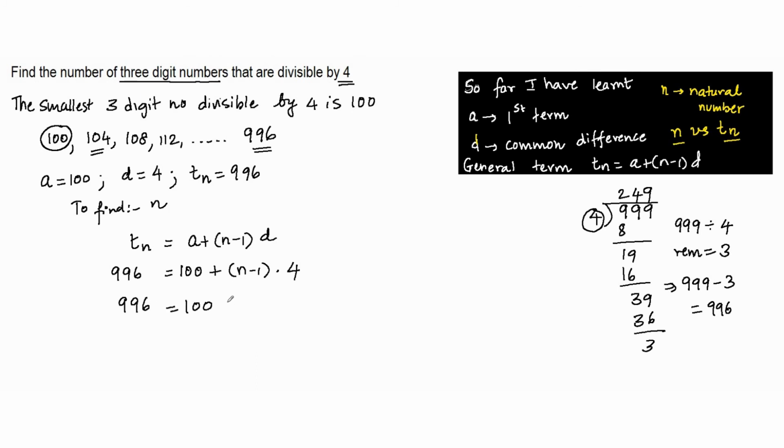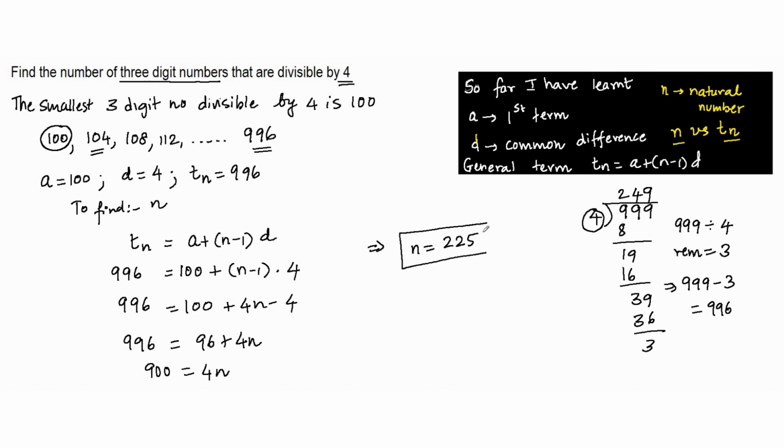996 is 100 plus 4n minus 4, which means 996 is 96 plus 4n. And this implies 900 is equal to 4n. Solving for n, I get n equals 900 by 4, which is 225. Therefore I can say that there are 225 three-digit numbers divisible by 4.